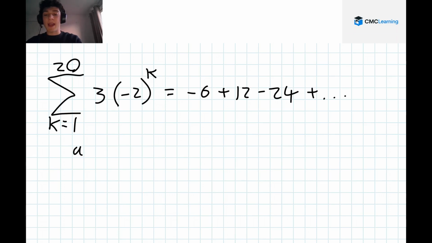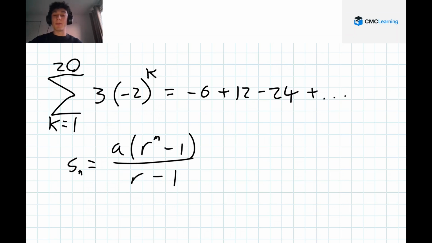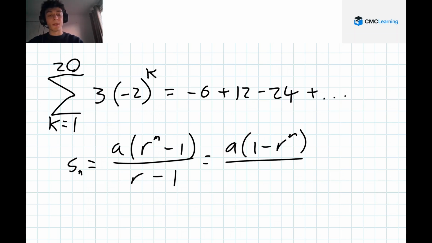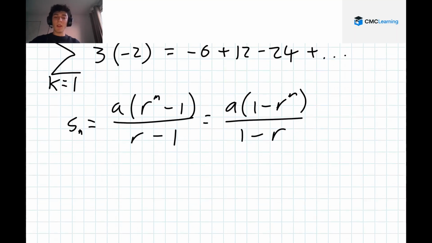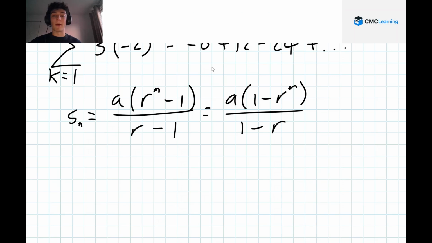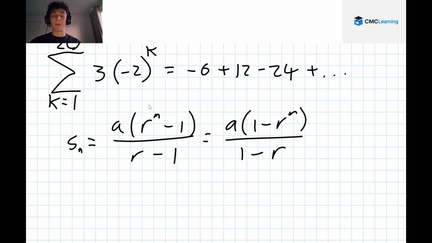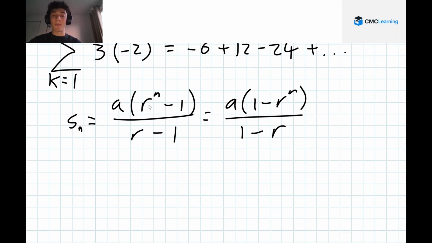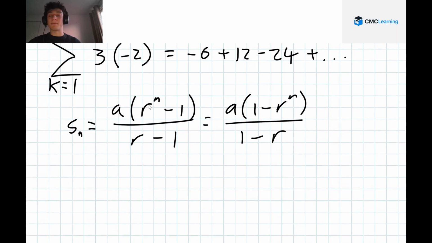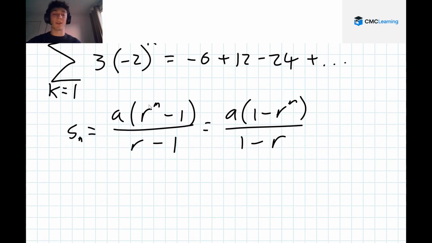Here, first let's write out what the sum to n terms for a geometric series is. a times r to the power of n minus 1, divided by r minus 1. This is a common way to write it. We also have a times 1 minus r to the n, divided by 1 minus r. We do have a video explaining why there are two equations here. I would definitely recommend checking them out if you don't see why these two are identical. But we'll press on and sub in the values of a, values of r, and values of n.